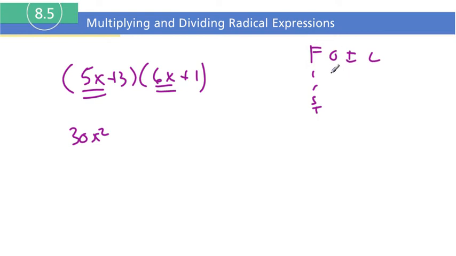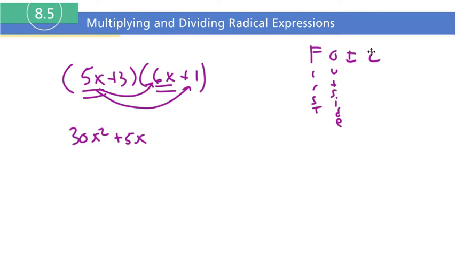Now the O stood for outside. So now we want to multiply the outside terms. That would be the 5x and the 1. We did the first, now we're going to do the outside. That's what the O stands for. So 5x times 1 is a positive 5x.